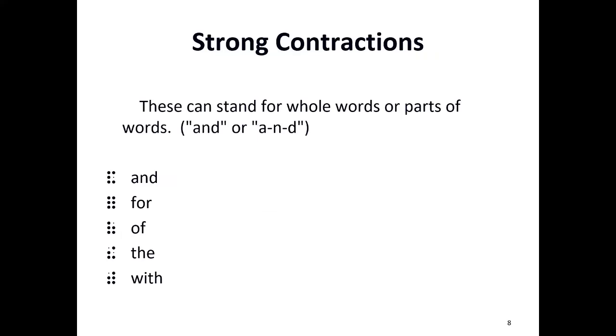Another very common category, they're called strong contractions. These can stand for whole words or parts of words. For instance, the first one can be and or A-N-D. So we would use that contraction in words like panda, candy, band, and so on. And there are just 5 of these in this category.